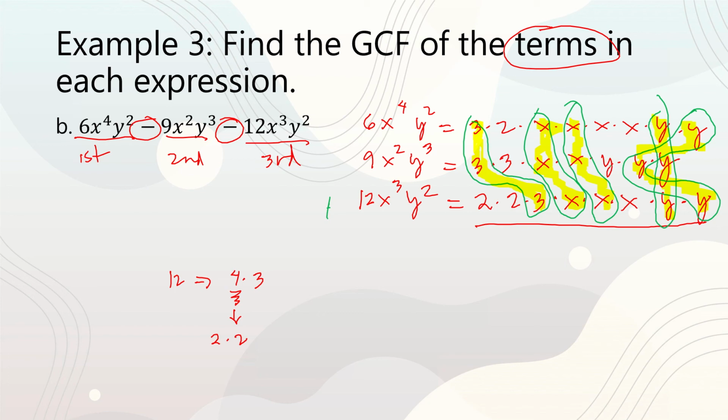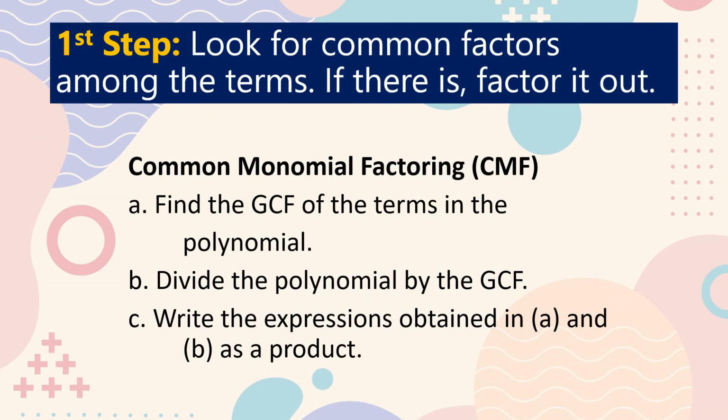Afterwards, you just bring that down. So that would be 3 times x times x times y times y. In other words, the GCF here is 3x squared y squared. Now, we're good with finding the GCF of a polynomial.